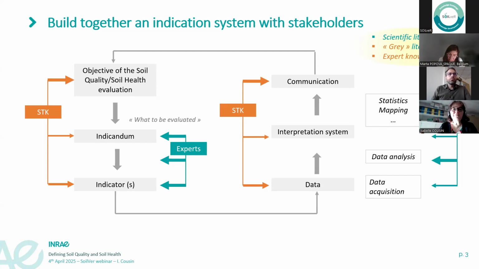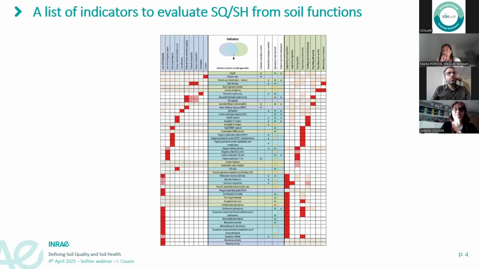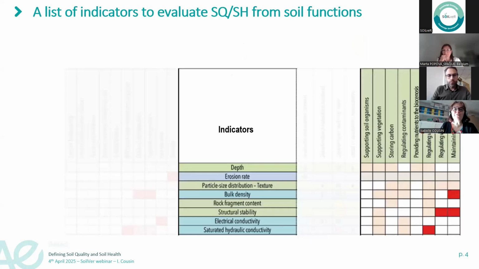Okay, but what does it mean? Does it mean that we do not have any indicator? Oh, of course not. So inside our group of experts, we have provided a basic list of indicators to evaluate soil functions. So here is the list. Of course, I won't use this little chart, but just explain to you how it is built. So you see here in the middle of the chart, we have the indicators.